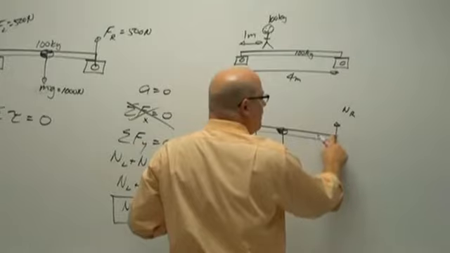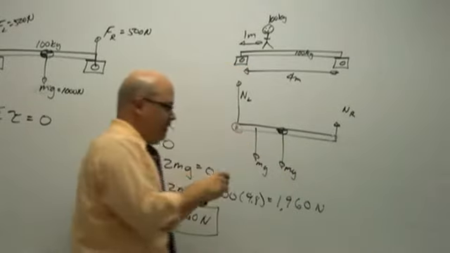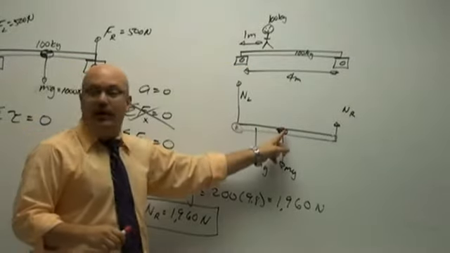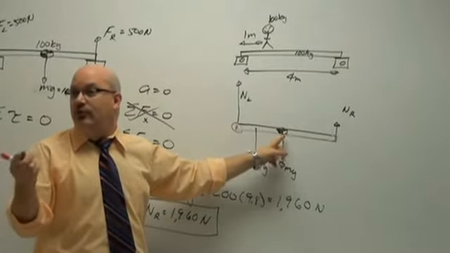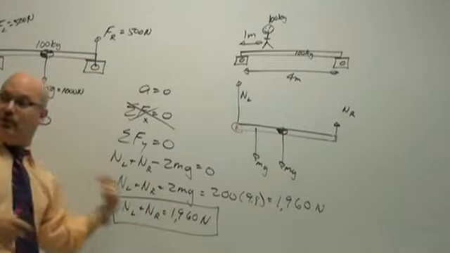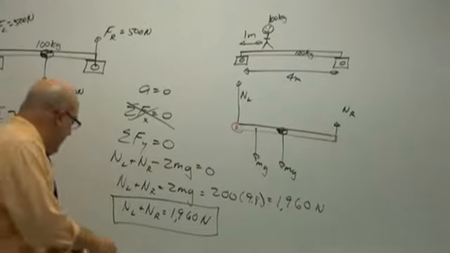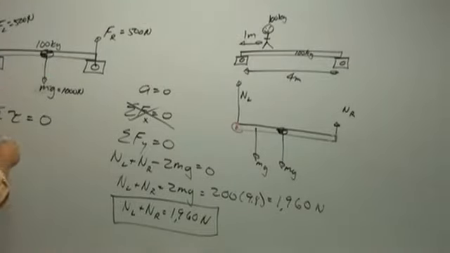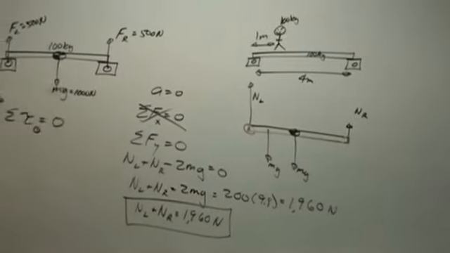But you could also choose the middle, that way you can get her weight. If you did that, you'd end up with an equation with two unknowns, then you'd have a system of equations to solve. It's kind of nice just to do it all in one step. So I'm going to pick the left end, where I put my pivot point, right there.